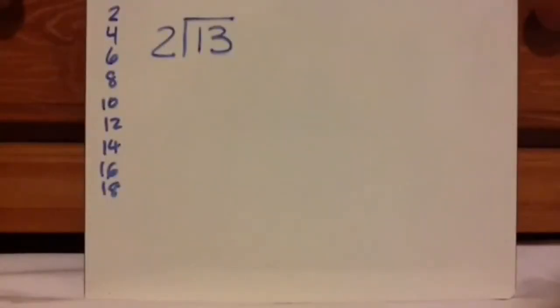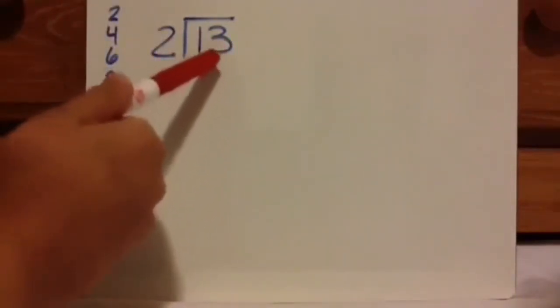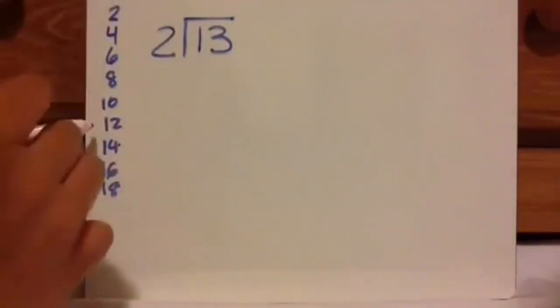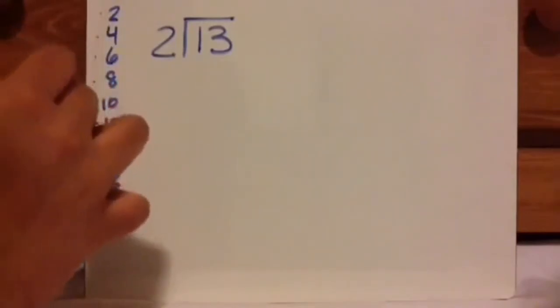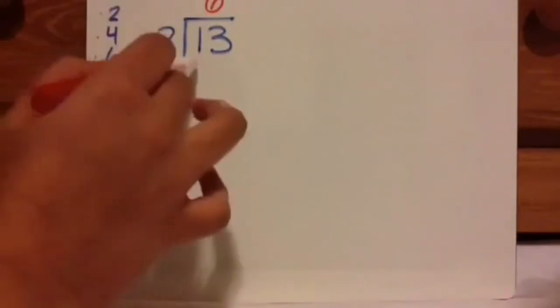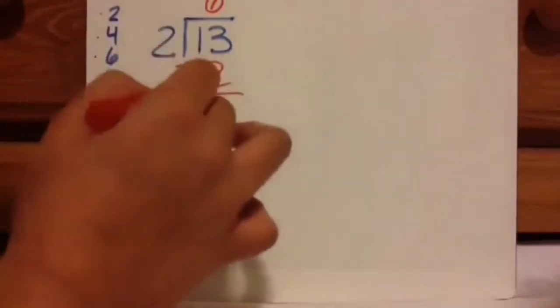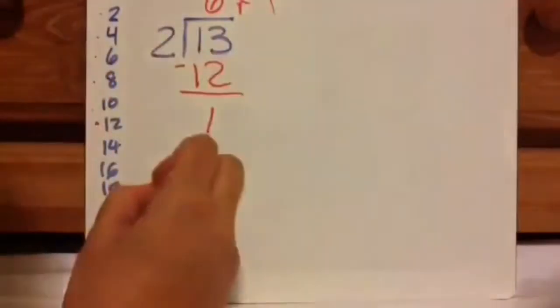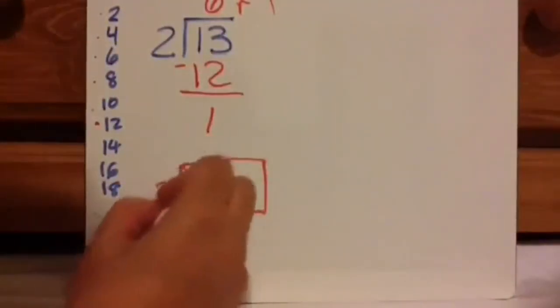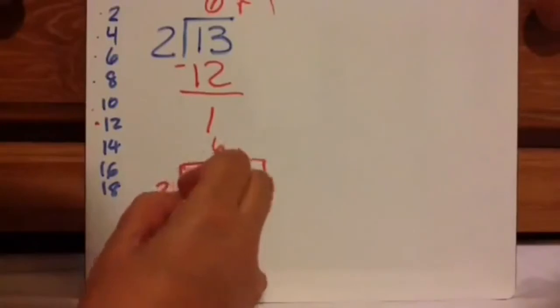Okay, 13 divided by 2. If they want an array where one side has to be 2 and they want to get 13 in there, the best we can do closest to 13 is 12. So that would be 1, 2, 3, 4, 5, 6 times 2 goes into 13. So a 2 by 6 is 12. There will be 1 left over. Whoops. Let me just draw a visual so you can see what's going on. You're saying there's a 2 by 6.